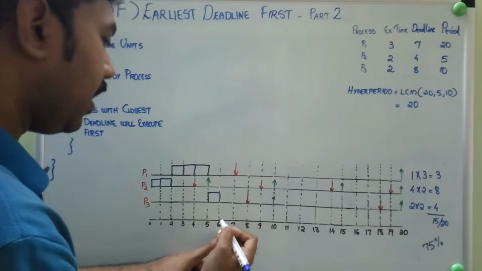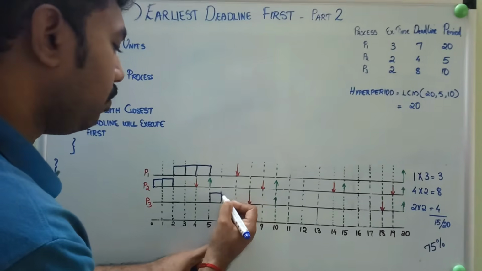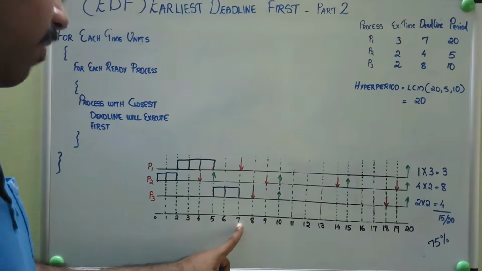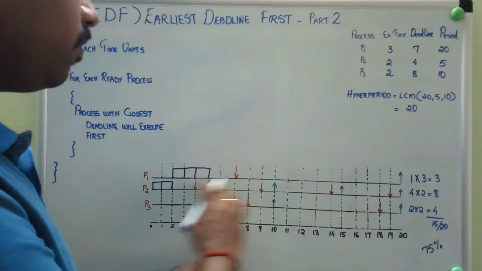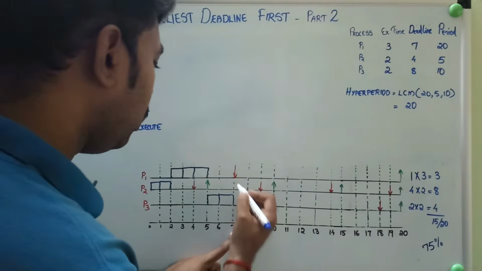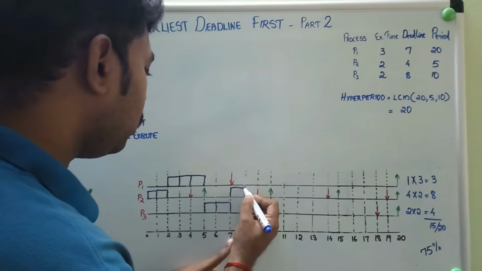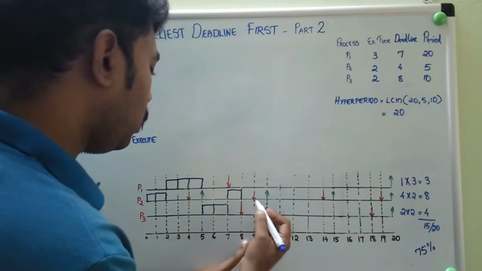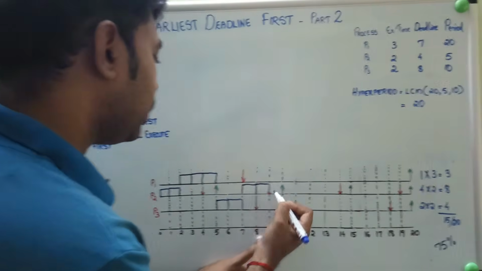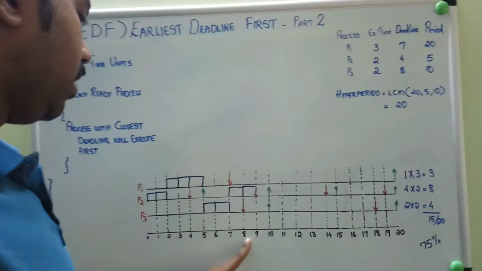Now we are at 6. Again P3 has the closest deadline, so P3 will finish its task. Now we are at 7. Only P2 is ready for execution. P1 and P3 are in wait state. So P2 will start executing. At 8 also, P2 is the only ready process, so it will finish its task. Before the deadline, it has also completed its task.